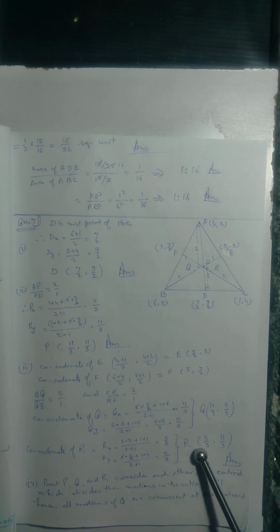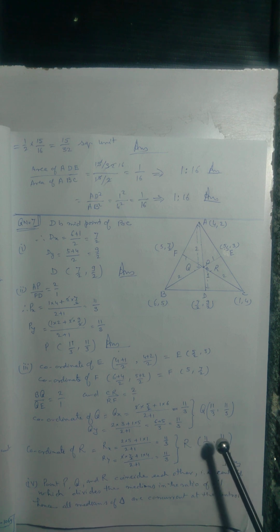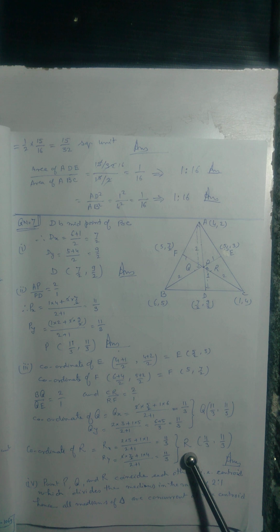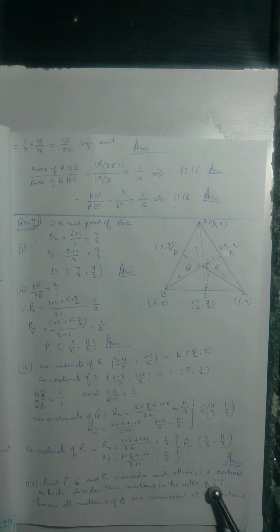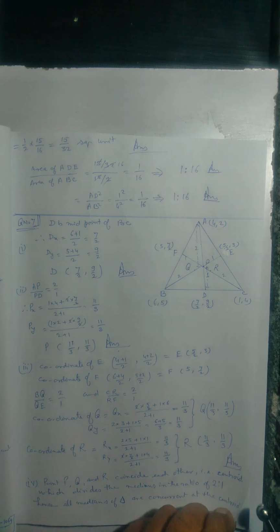So you see that the coordinates of the points P, Q, R all coincide with each other. You see here the points P, Q, R coincide. That is the centroid, which divides the median in the ratio of 2 is to 1. Hence all the medians of the triangle are concurrent at the point of the centroid.